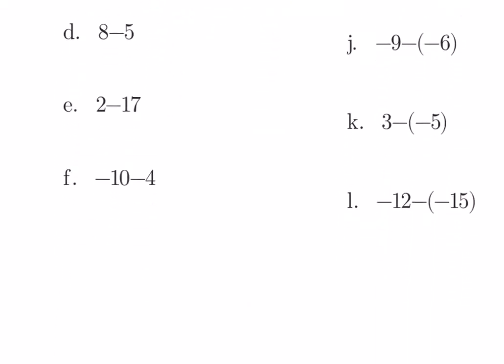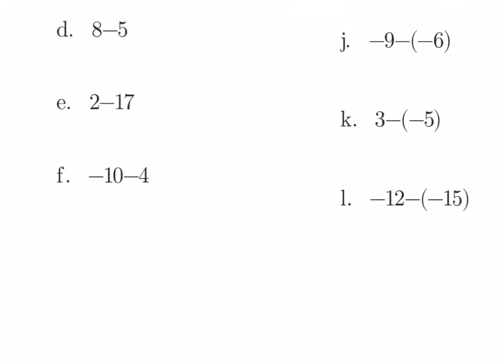All right, for example D, 8 minus 5. This one you could probably do without thinking in terms of signed numbers, but let's go ahead and think of it in terms of signed numbers. We have 8. I'm going to change this to plus a -5. Different signs, so we are going to subtract and keep the sign of the larger number, so it's going to stay positive.